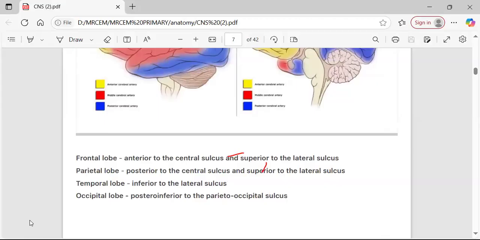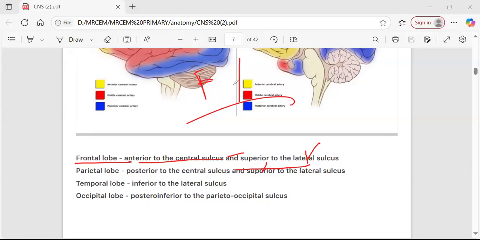So these MCQs can be asked. Frontal lobe is lying anterior to the central sulcus, we discussed central sulcus, and superior to the lateral sulcus. So that was lateral sulcus, that was anterior, it was frontal. Then the parietal lobe, that was posterior to the central and superior to the lateral sulcus. Temporal lobe was inferior to the lateral sulcus. Occipital lobe, we discussed that it is posterior to the parieto-occipital sulcus.